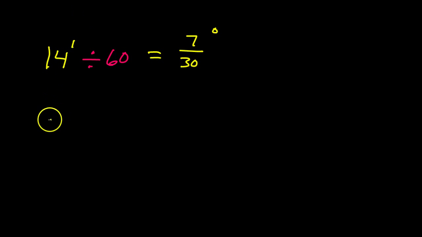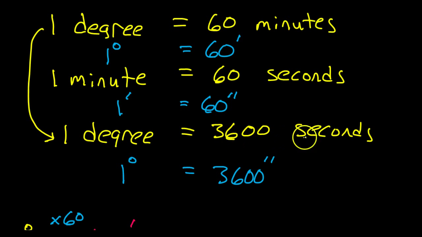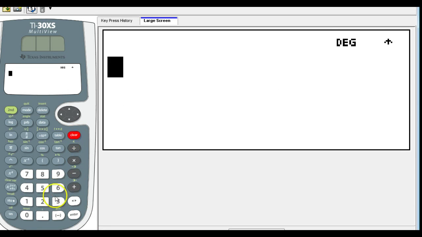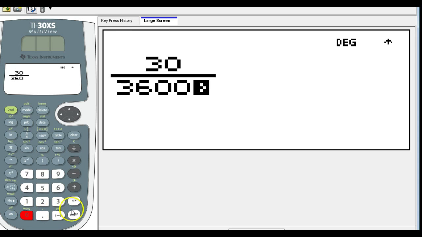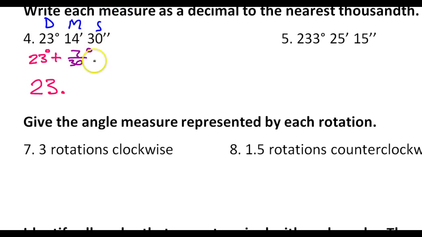Okay, well look, if we have 30 seconds, now, there's two ways you can think about this. We know that 1 degree is equal to 3,600 seconds. So one thing that you could do if you want to convert seconds to degrees, you can divide by 3,600. So we could go 30, and this time I think I'll go straight into fraction mode. 30 over 3,600. Alright, so that's 1/120th. And now they're all in degrees.